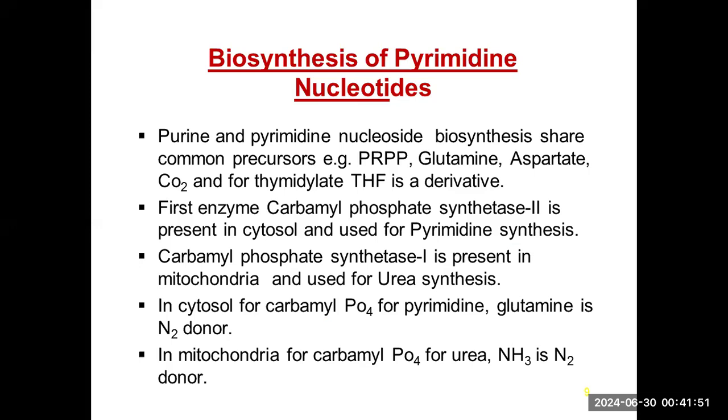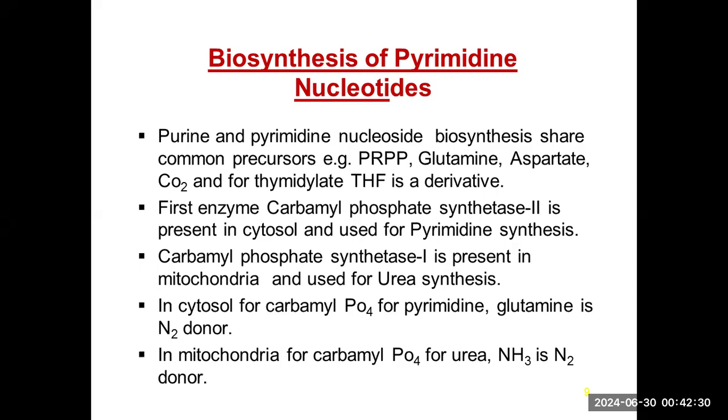So, for the biosynthesis of purine as well as the pyrimidine, for both of them, we require a common precursor, which is PRPP, that is phosphoribosyl pyrophosphate. And other common molecules are glutamine, aspartate, carbon dioxide, and for thymidylate, which is the one which is present in DNA, tetrahydrofolic acid, that is THF. Tetrahydrofolic acid is a derivative.